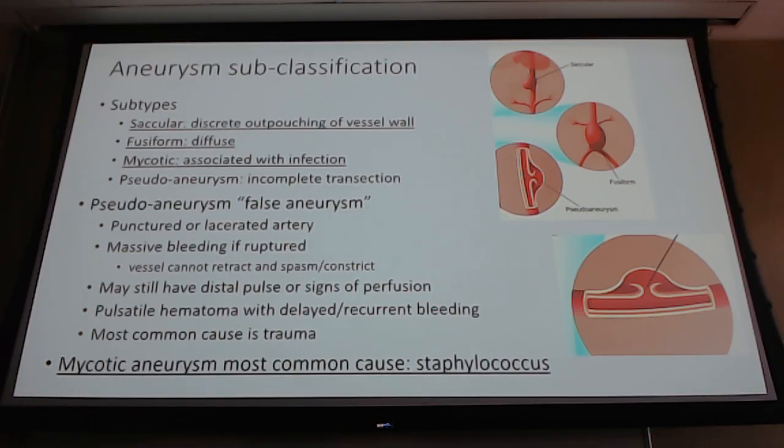Mycotic aneurysms, most common cause is staph. But again, it could be anything. It could be fungal, but staph is the most common.